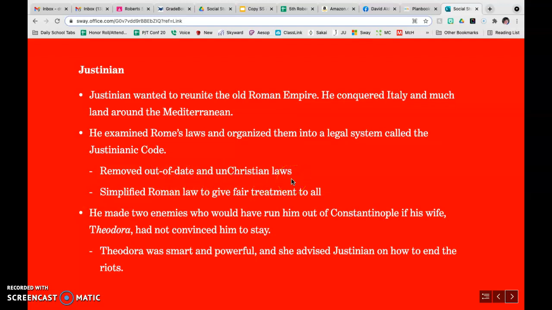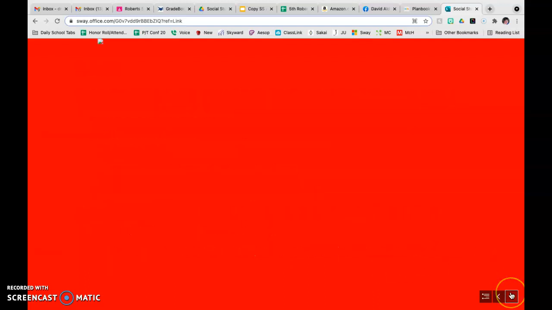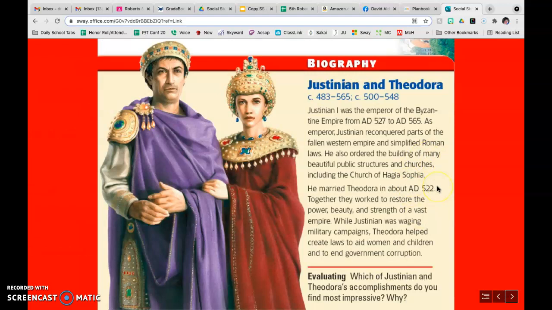Yes, you heard that correctly. And he simplified Roman law to give fair treatment to all. However, he made two enemies who would have run him out of Constantinople if his wife, Theodora, had not convinced him to stay. So this is one mention of a woman in history that actually had a huge impact. So Theodora was smart and powerful, and she advised Justinian on how to end the riots. And here's a depiction of Justinian and Theodora.